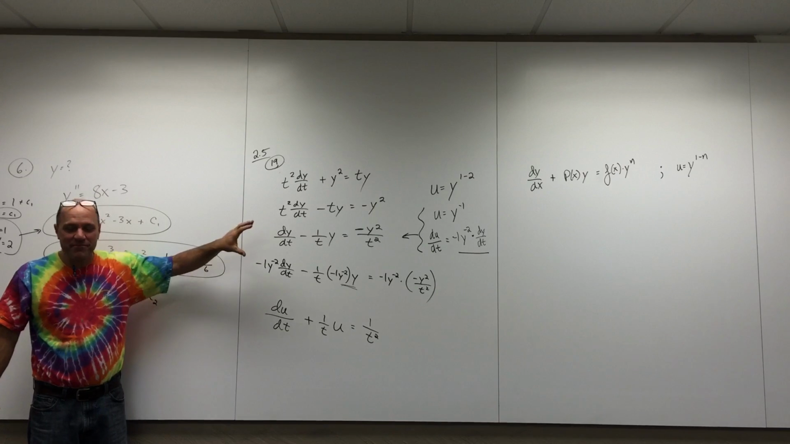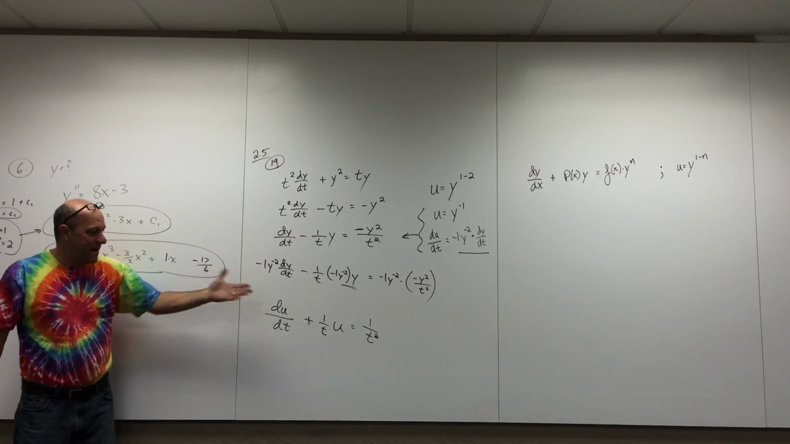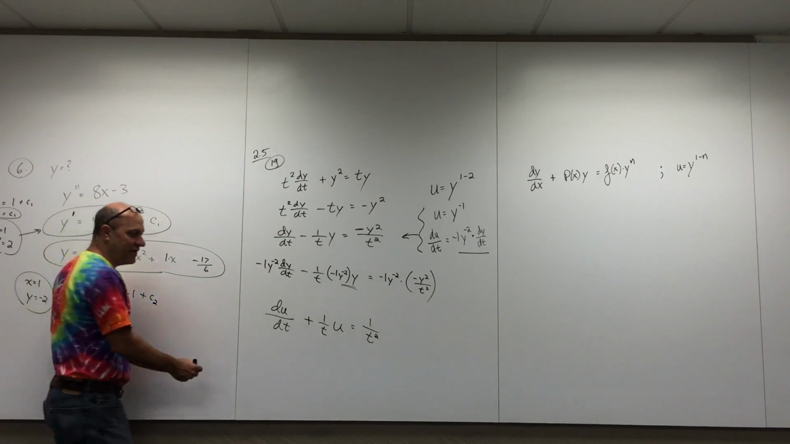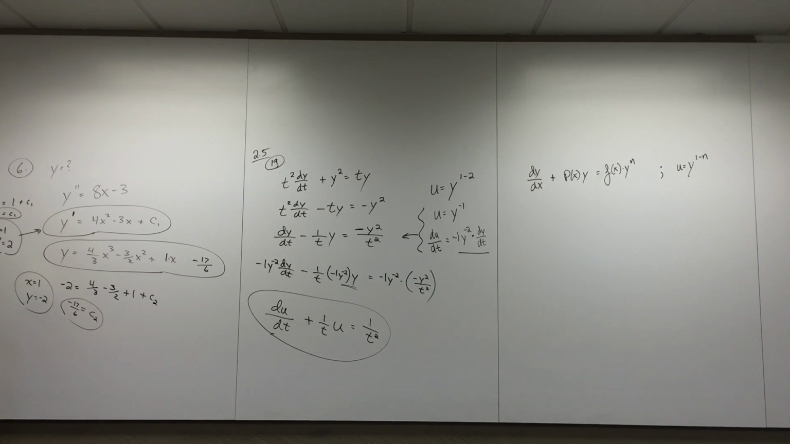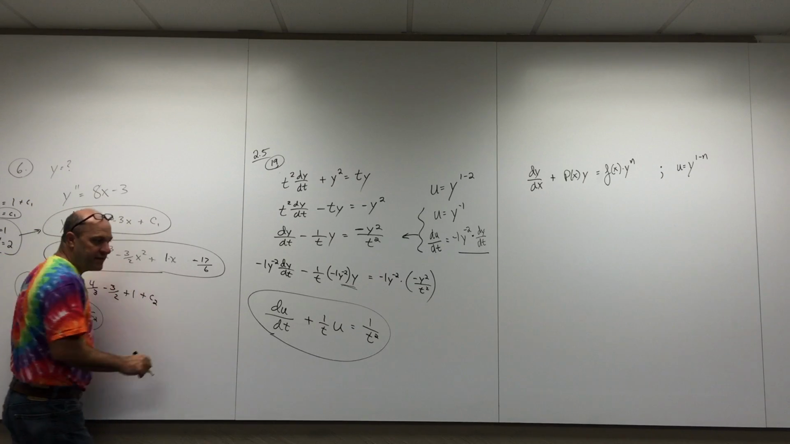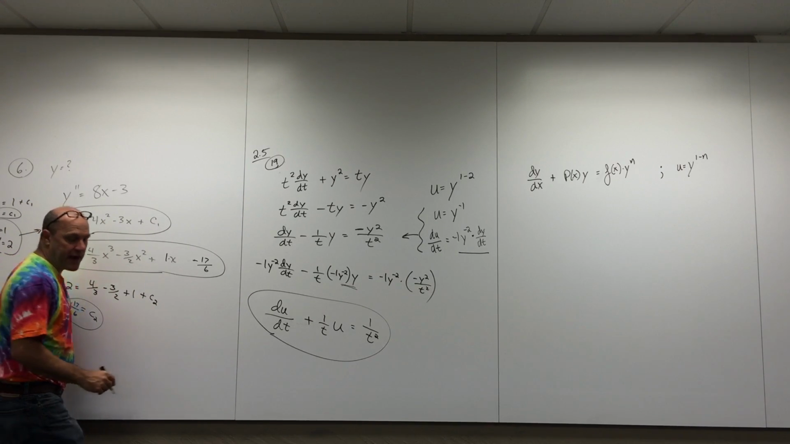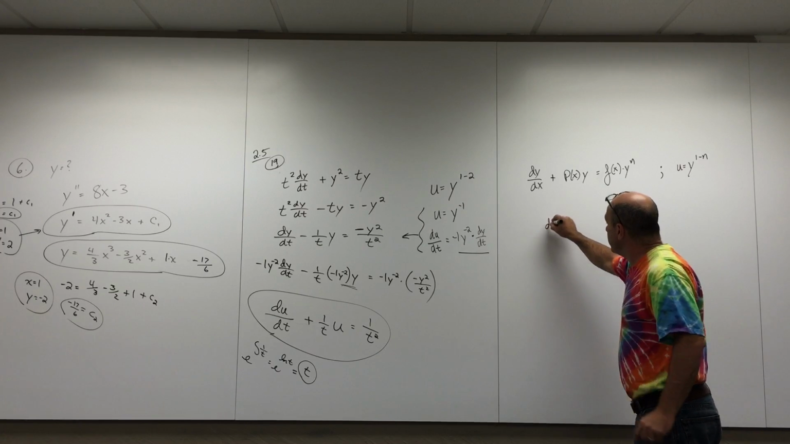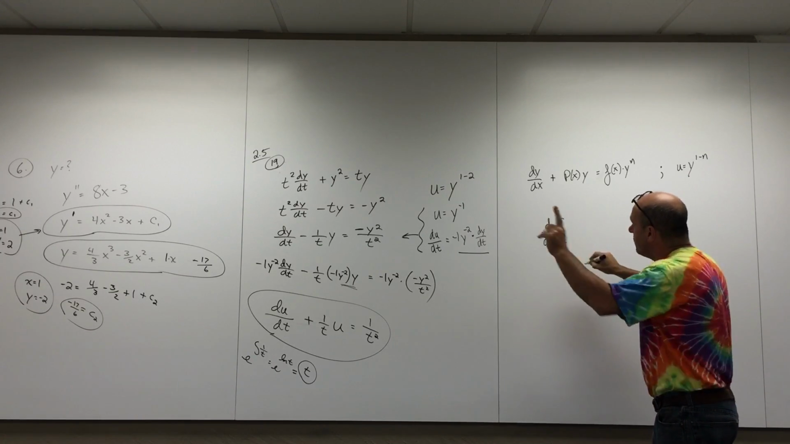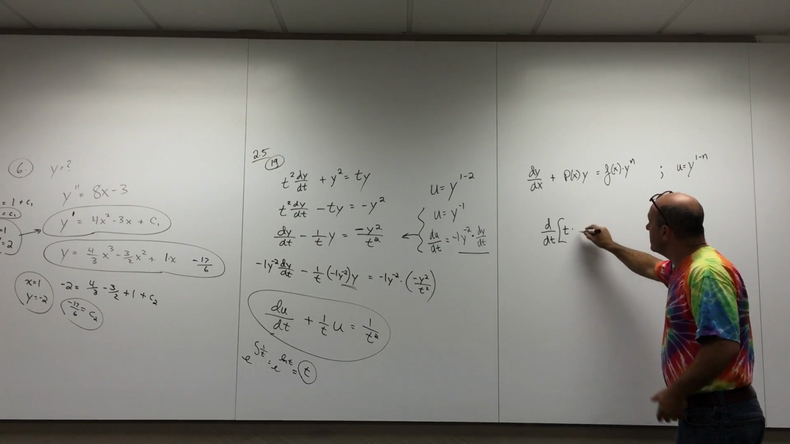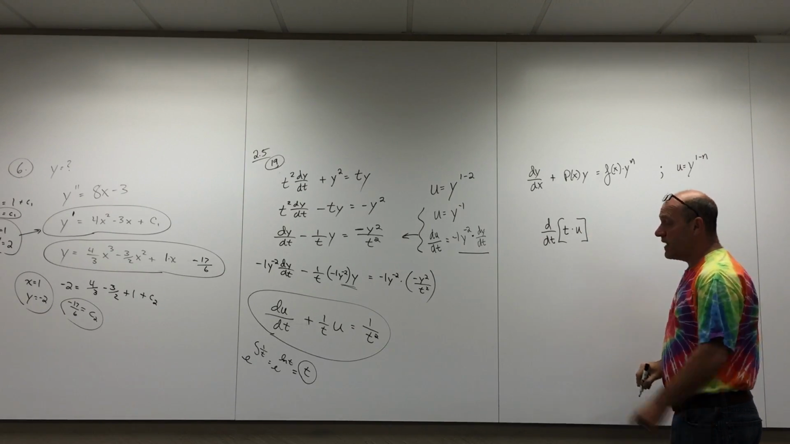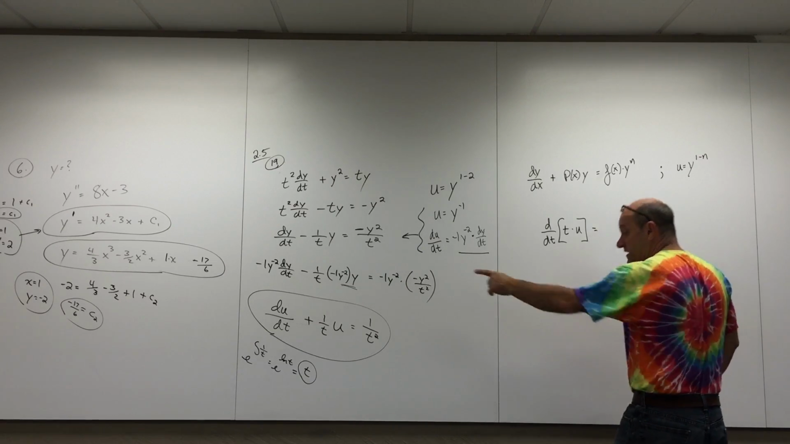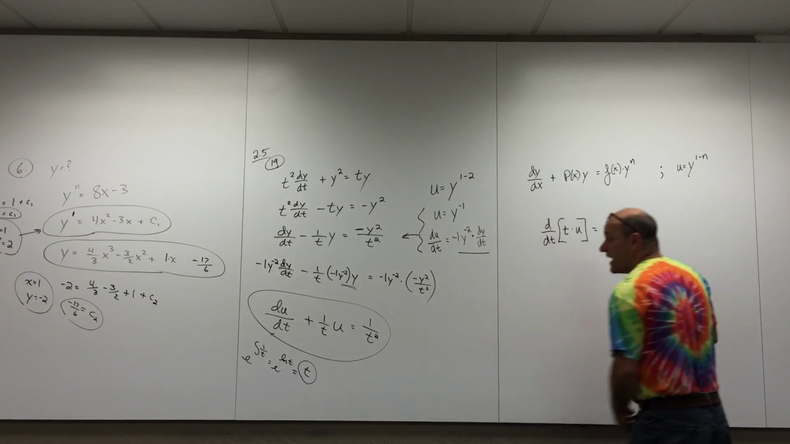Negative 1 y to the negative 2 times this, negative 1 y to the negative 2 times this, and negative 1 y to the negative 2 times this. I'll do my algebra now. Sometimes I'm tempted to do my algebra all in one big move, but I'm going to do my algebra and some of my substitution now. Like I said, by multiplying by that, we force this first term to be du/dt. This usually works out nicely when you do a little algebra and then look at your substitution.